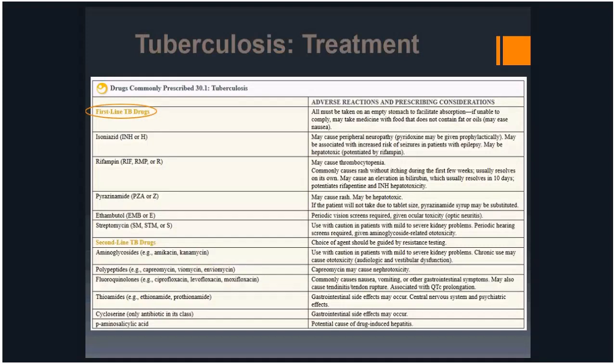So when it comes to treatment options, let's see if I wanted to go back and say anything here.